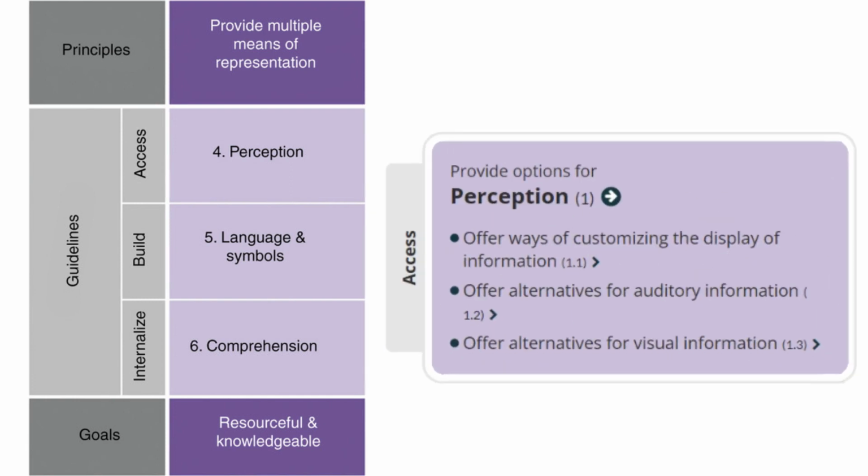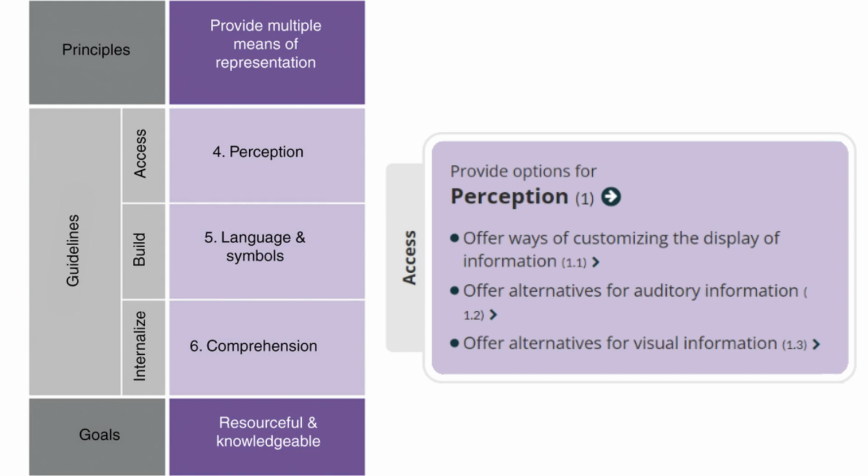Using the perception guideline, we can customize the display of information and offer alternatives for auditory and visual information. Options for perception make it possible for learners to customize their navigation of resources and personalize their learning in ways that meet their needs. The educator goal in this principle is to empower learners to locate and to make perceptual choices from various materials and technologies, and build the skills for ongoing location of resources over time.